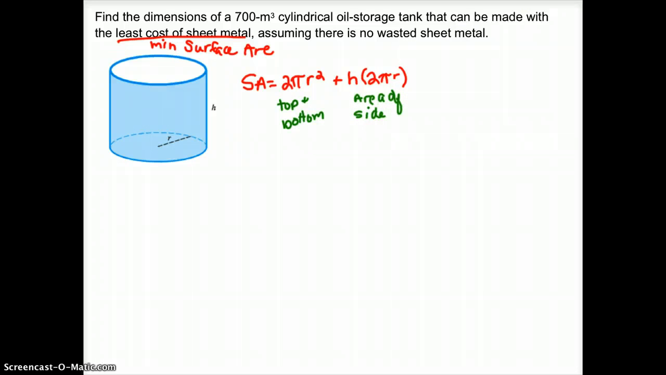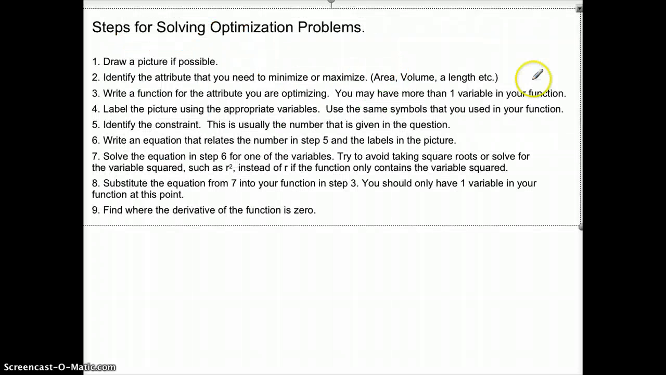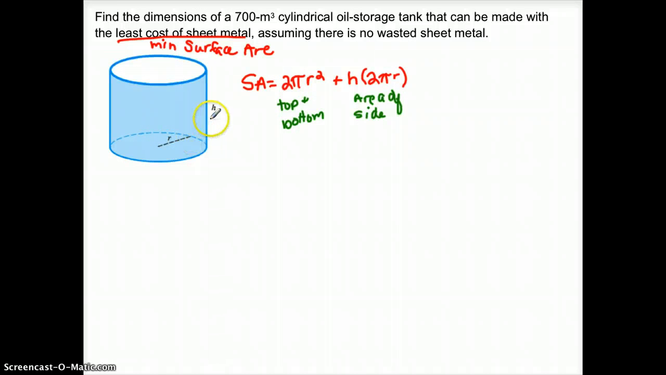Okay, so now I can come back over here. So we wrote the function, right? That was step 3. Step 4 is label the picture using appropriate variables, but we want to use the same symbols that we use in the function. I've actually already done that. We used r and h. Try not to use x, or it could get confusing once I switch over to the calculator part of this, because x is what we're going to have to put into the calculator, but your x could actually be your y, so don't use x or y in any of your variables if possible. Try to use either a or b or variables that make sense. So in this case, I'm using r and h.